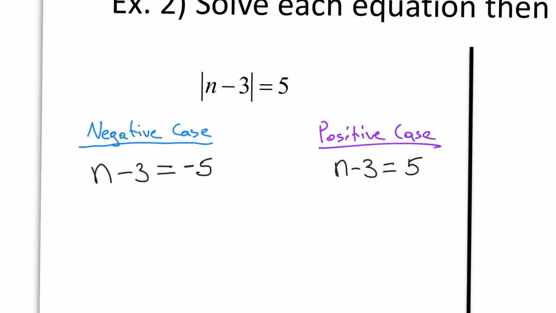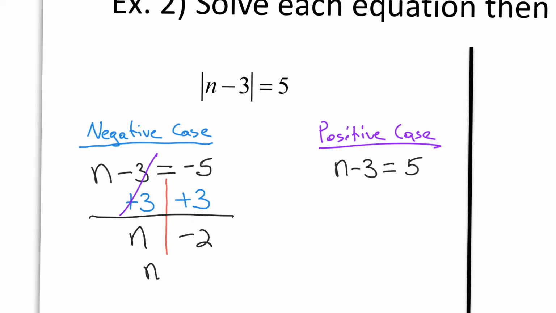So I'm going to draw the line under the equal sign. I'm going to do the opposite of the constant on the same side of the variable. So I'm going to add 3 to both sides. This cancels. So I have n on one side and -2 on the other side. So n equals -2 for the negative case. That is the value of the variable.